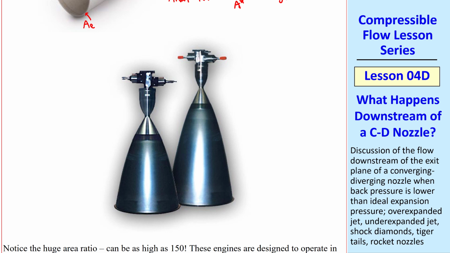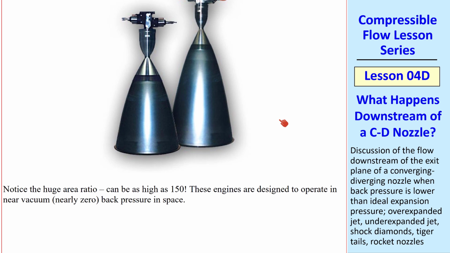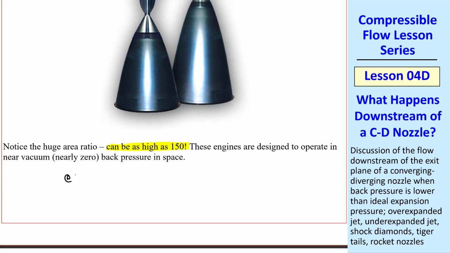Here's a couple other cases with an even bigger area ratio for satellite thruster rockets. These can be as high as 150. Note that Mach number doesn't go up very much as area keeps getting bigger and bigger. For example, at an area ratio of 150, we can calculate the exit Mach number.